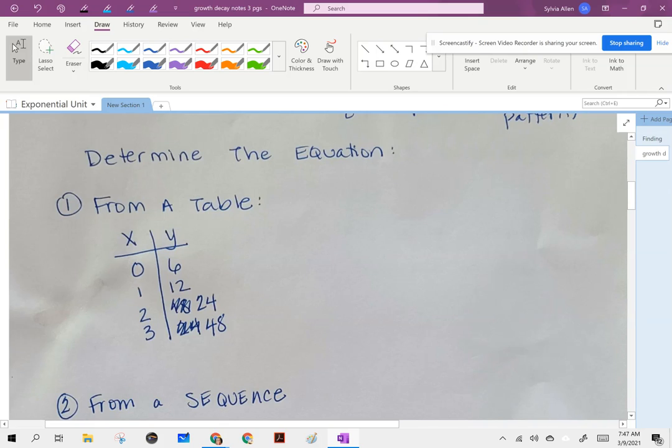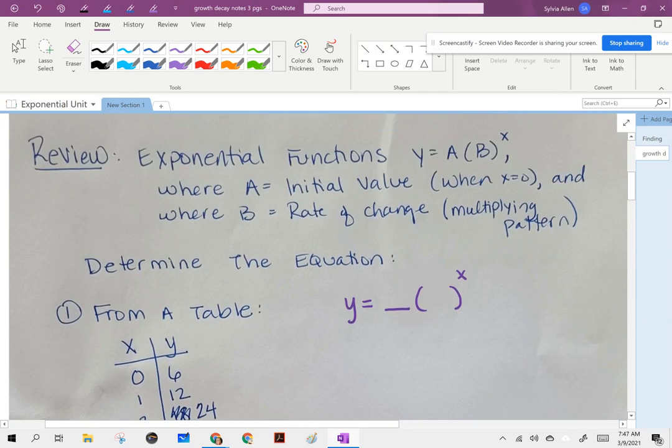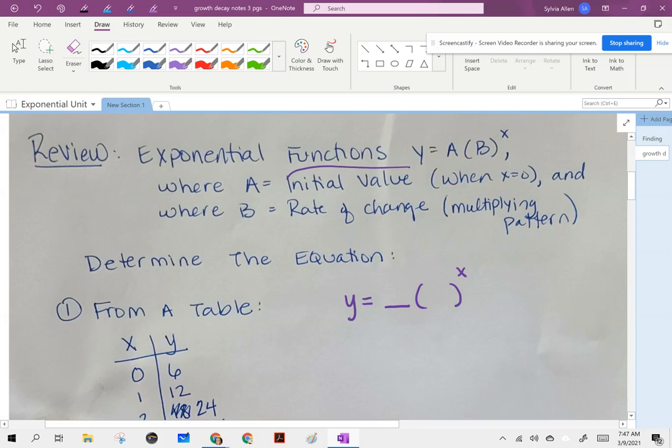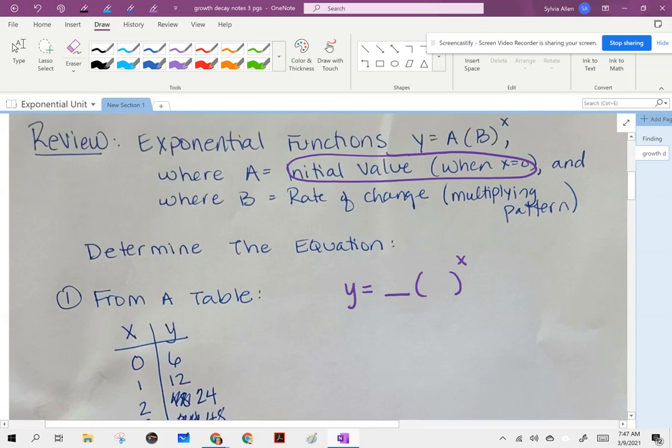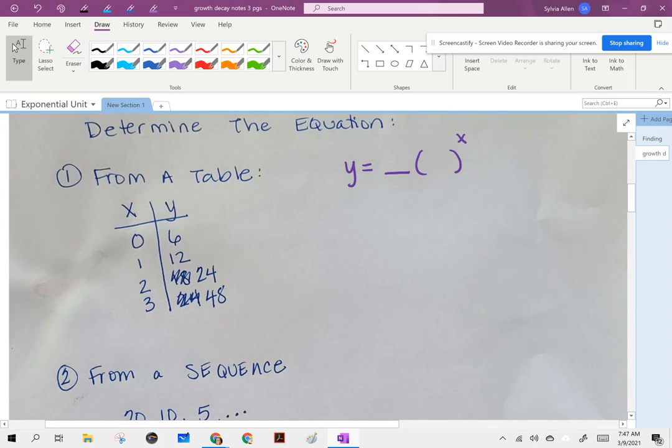Okay, so the first thing you want to do from a table, well, regardless, you know that you're going to have to find the A and the B. Now remember that the A represents the initial value. So the initial value is when x equals 0. So if we look at a table, I found where x is 0. So that means this 6 is my A value. So my 6 is going to go right here in the A spot.